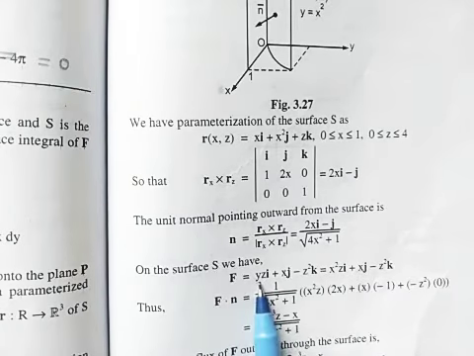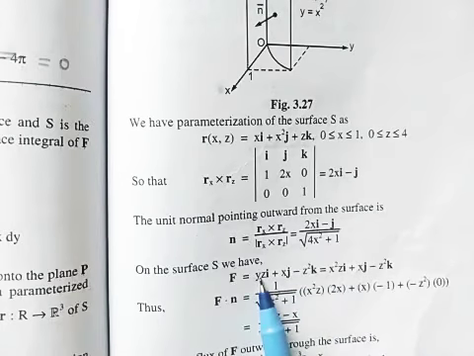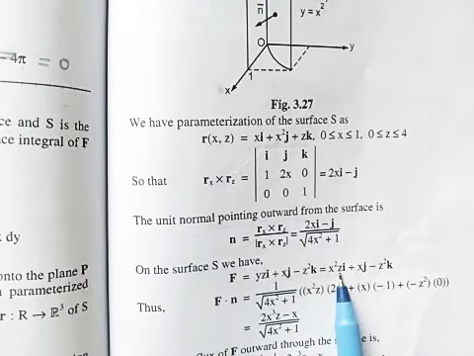Now on the surface, what is capital F? Capital F is given as yzi plus xj minus z squared k. Now y is equal to x squared, so we will replace this value here, so it becomes x squared zi plus xj minus z squared k. Okay, this is our capital F.